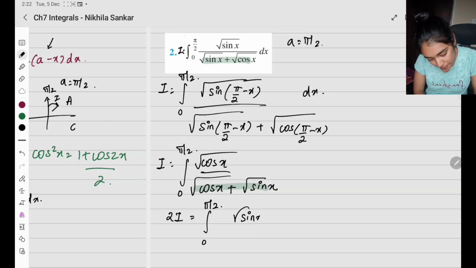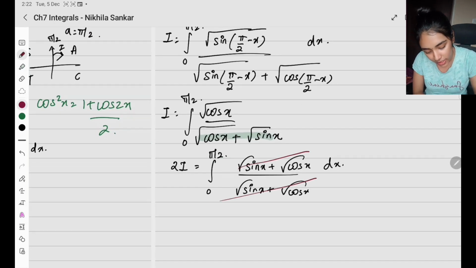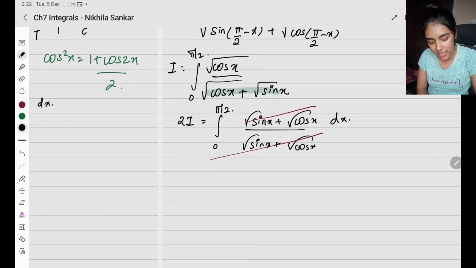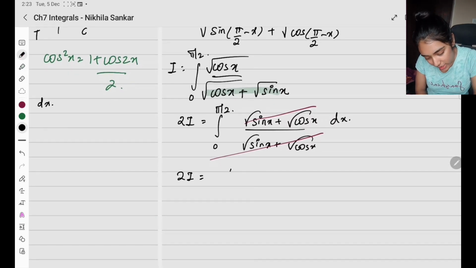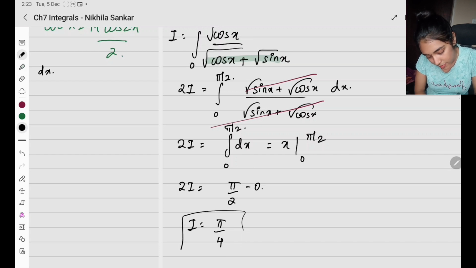So, I have root sin x plus root cos x divided by root sin x plus root cos x times dx. From here, I see that the numerator and the denominator completely get cancelled. So, now again the integral has become very simple. So, I have 2I equals integral of dx, which is going to be x from 0 to pi by 2. So, 0 to pi by 2. Then I go 2I equals pi by 2 minus 0. So, I equals pi divided by 4 again.